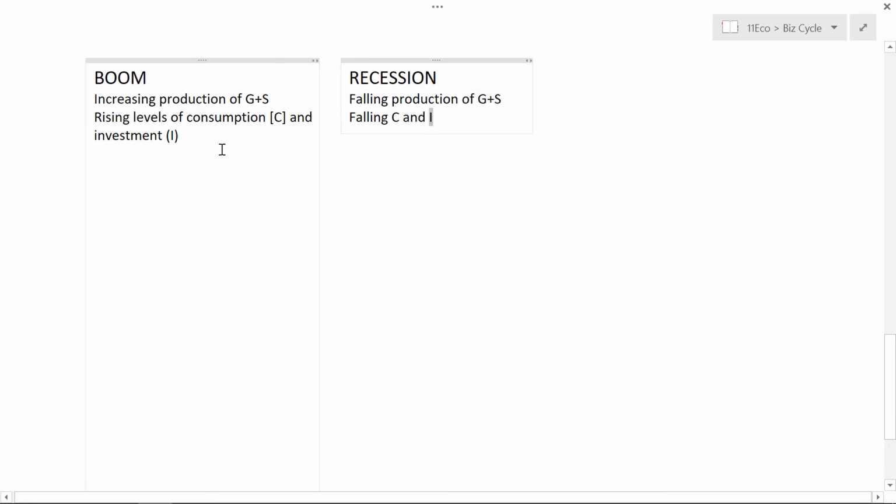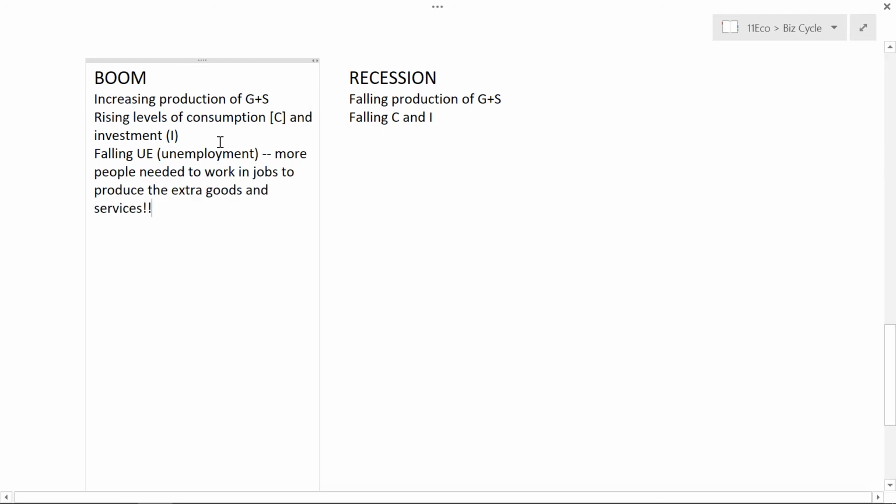Okay, so another factor that we are looking at here is that when there are more goods and services being produced, more consumption, more investment, that actually more people need to be employed. So falling unemployment, UE is just the abbreviation there for unemployment, means that more people are needed to work in jobs to produce those extra goods and services.